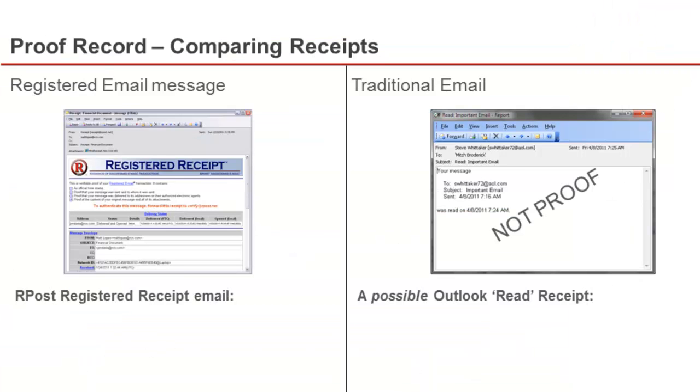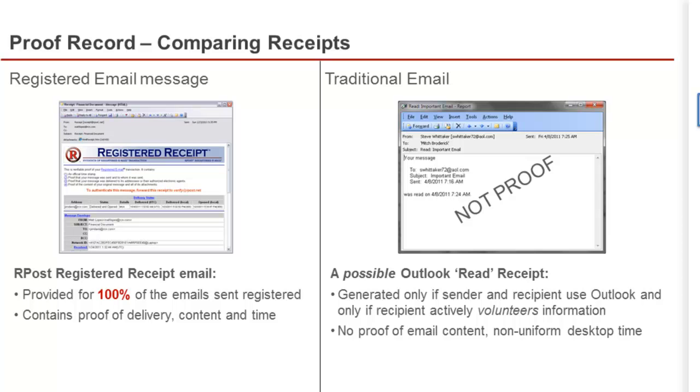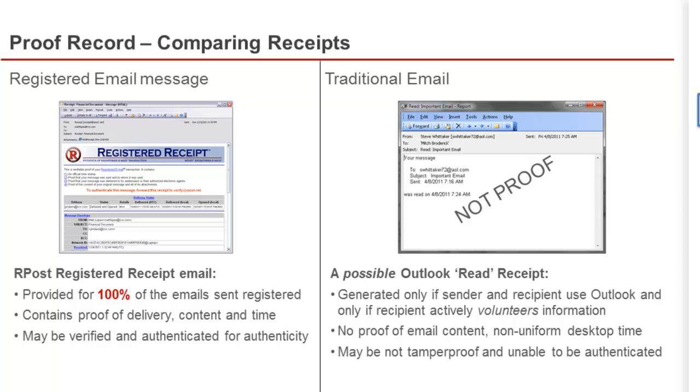The RPost registered receipt email is very different than a traditional Outlook read receipt or other type of novelty service. The RPost registered receipt email is returned to the sender 100% of the time within 2 hours or less of sending. It contains the proof of delivery, content, and time, and can be authenticated or verified to prove its contents. This is very different than an Outlook read receipt or other type of novelty service that doesn't prove content, cannot be authenticated or verified, and is not returned to the sender every time.